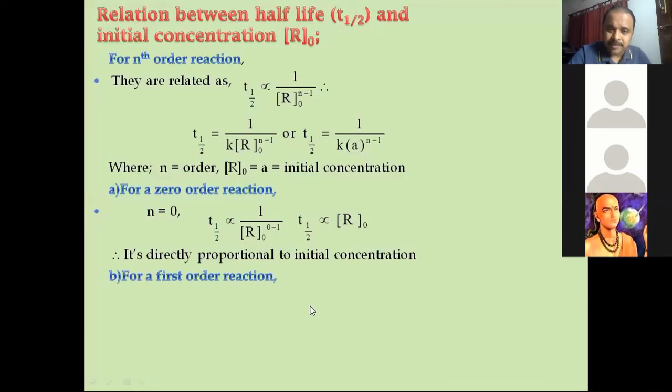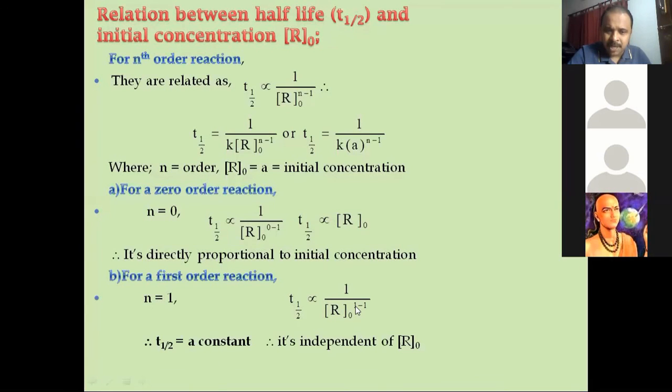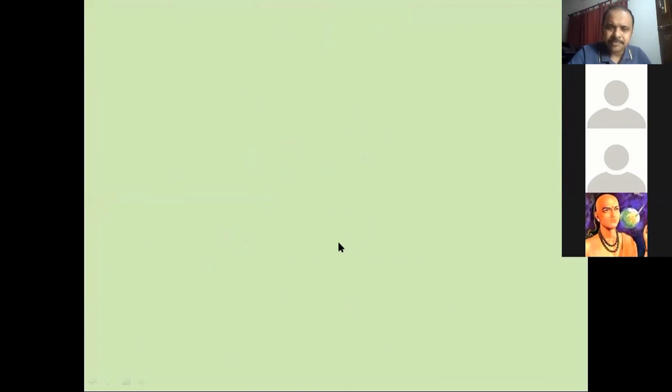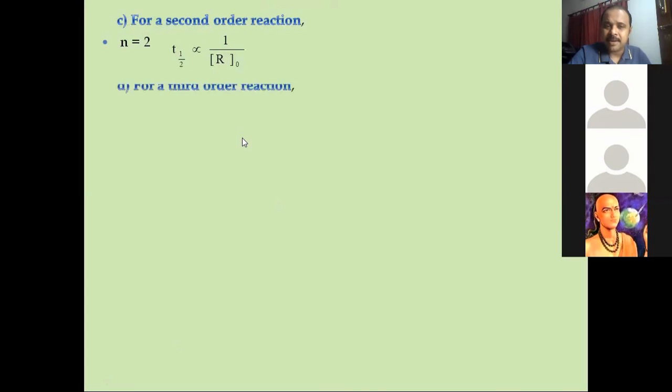For a first order reaction, n is equal to 1. When n is equal to 1, n minus 1 is 0. So T half becomes a constant. Therefore, the initial concentration term is removed at half-life. So it's independent of initial concentration. For a second order reaction, n is equal to 2. So when you substitute there, n minus 1, 2 minus 1 is 1. So half-life is inversely proportional to initial concentration for second order.